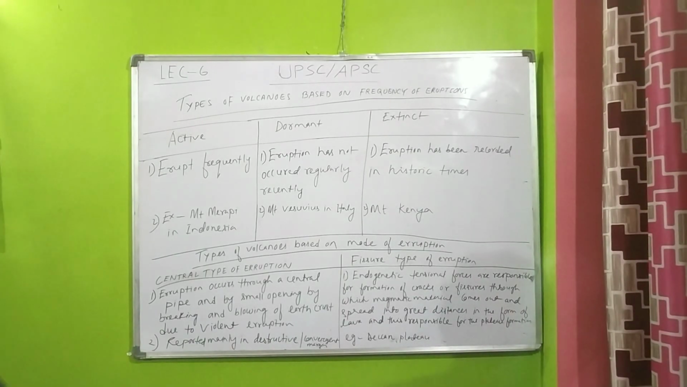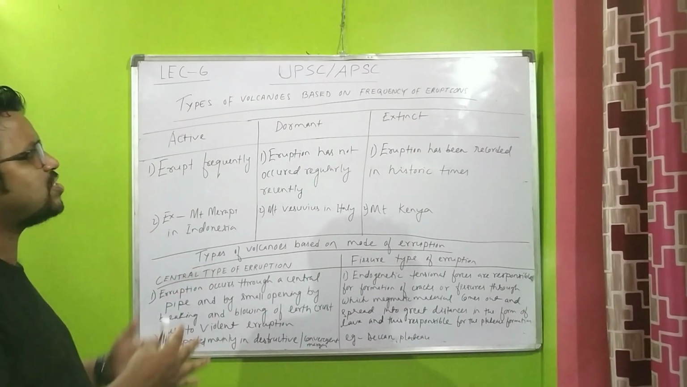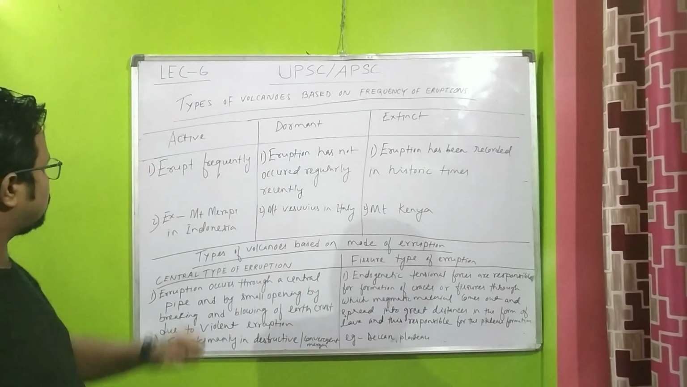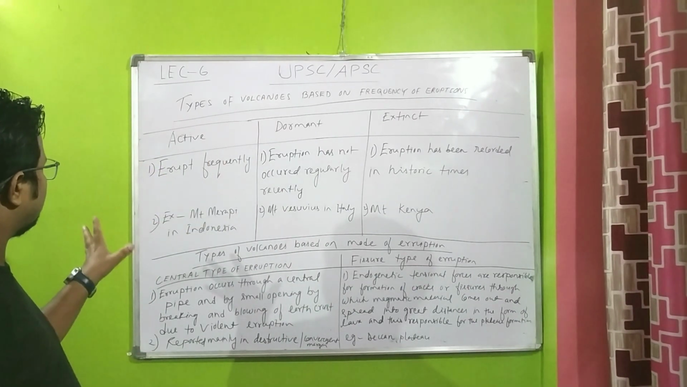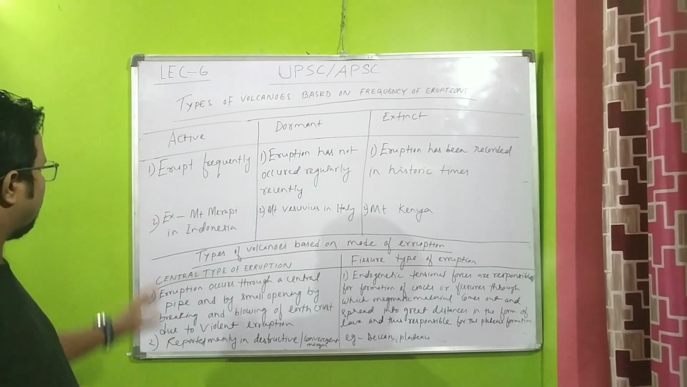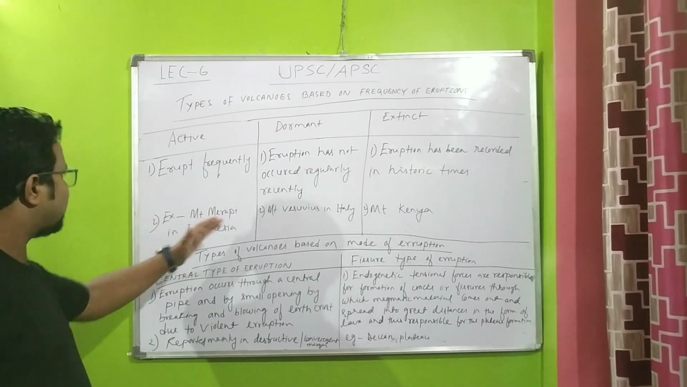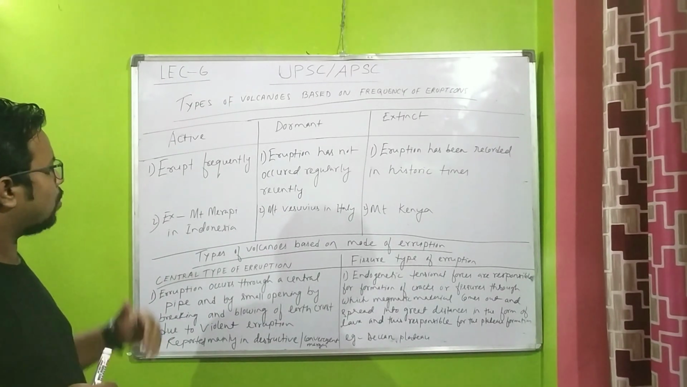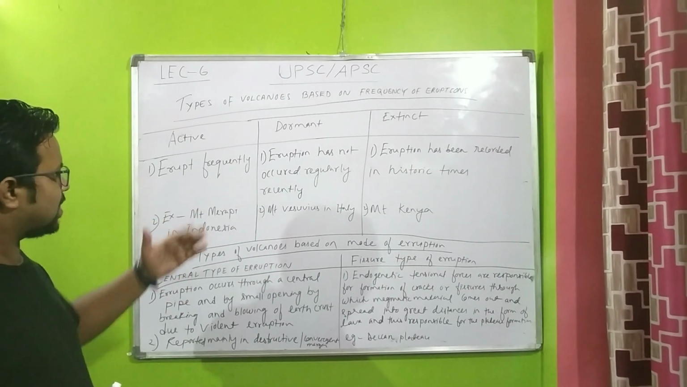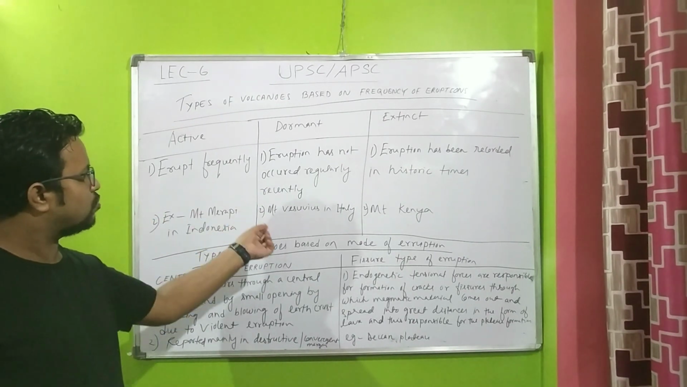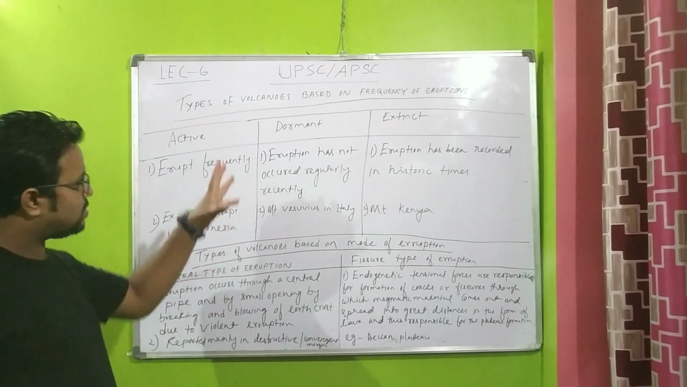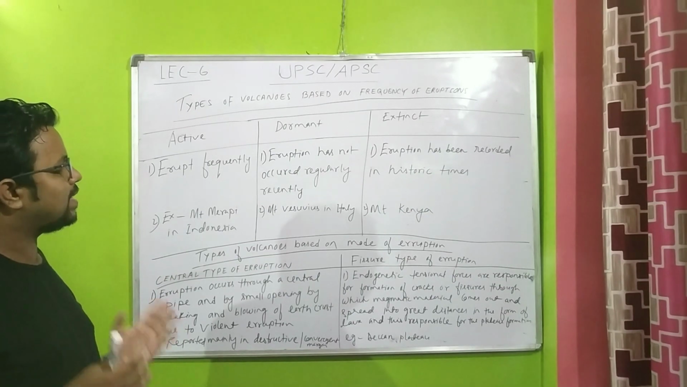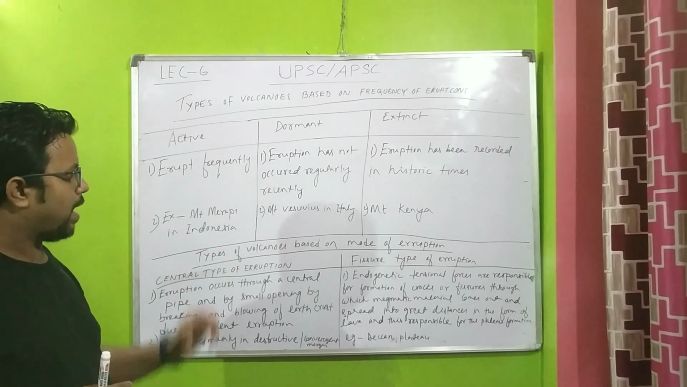Now, types of volcanoes based on frequency of eruptions. There are 3 types: active, dormant and extinct. Active are those which erupt frequently, for example, Mount Merapi in Indonesia. Dormant are those which haven't erupted regularly recently. Example, Mount Vesuvius in Italy. Extinct are those whose eruption has not been recorded in historic times.